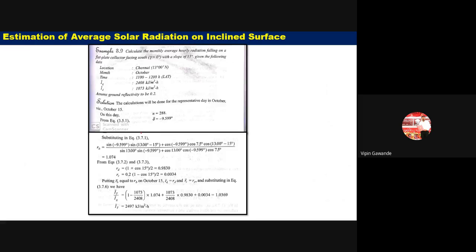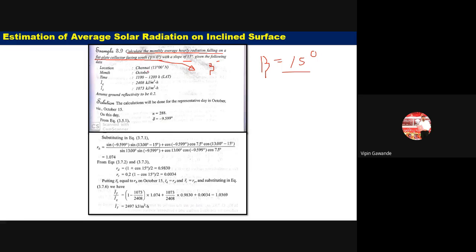See, here we take one simple problem, and from that you can understand how we calculate those values. The example is: calculate the monthly average hourly radiation falling on a flat plate collector facing south. Facing south means the surface azimuth angle gamma is equal to 0, with a slope of 15. So the beta angle is given, equal to 15.